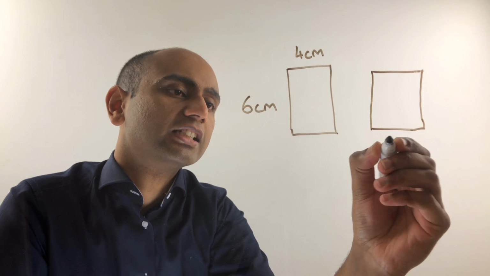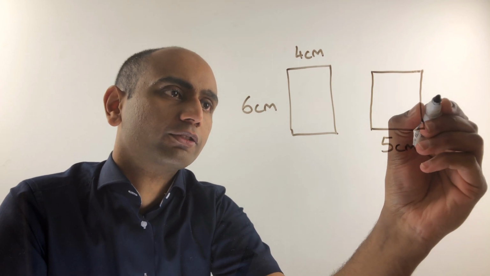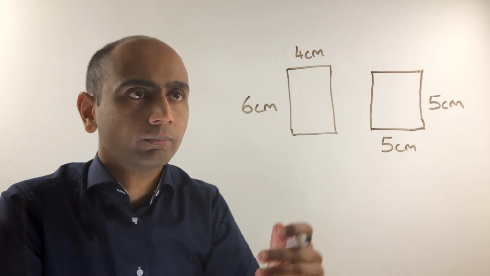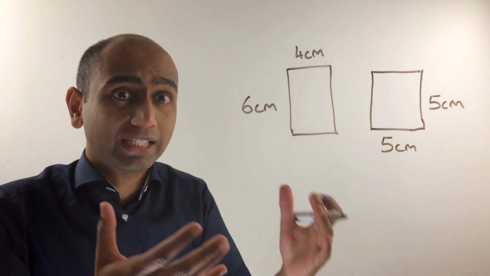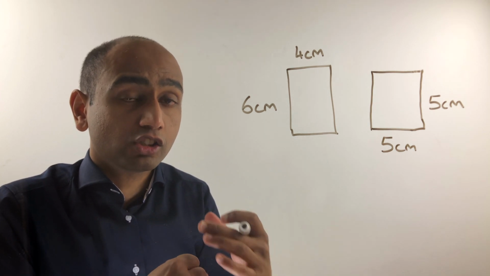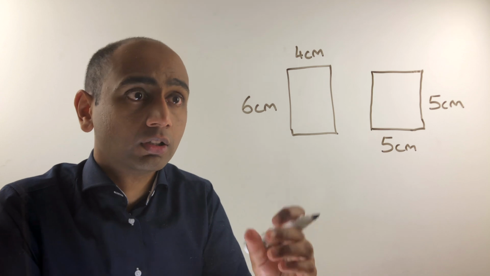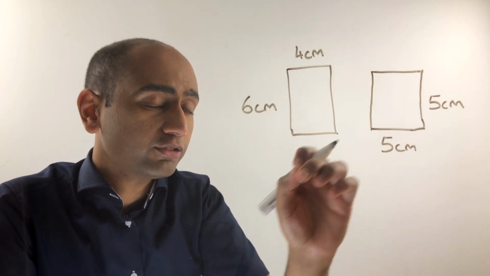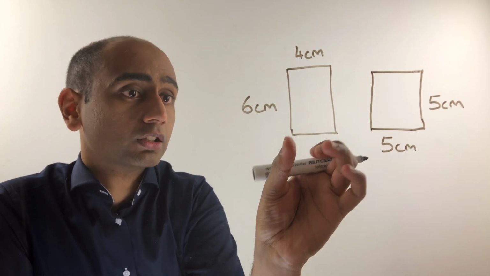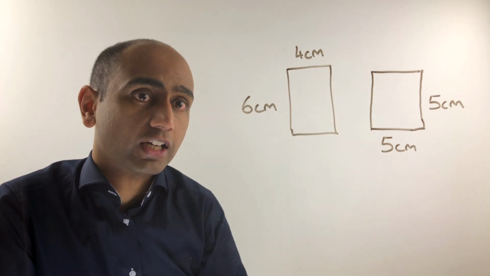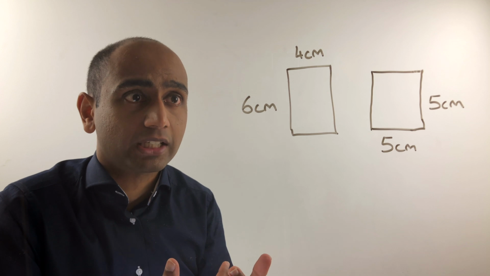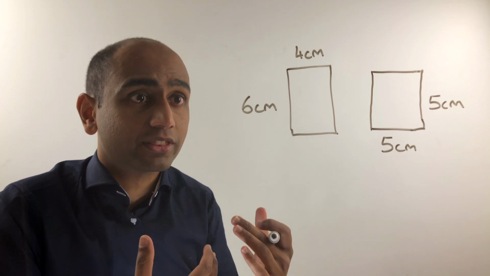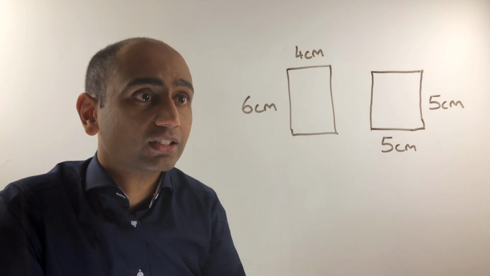It's a square that is 5 centimeters by 5 centimeters. Now, if I asked which is bigger, it wouldn't be enough just to look at the lengths. Sure, this rectangle is taller, 6 is taller than 5, but it's also narrower, 4 is narrower than 5. So how could you decide which is bigger? It's not enough to look at lengths. What we need to do is find the area.